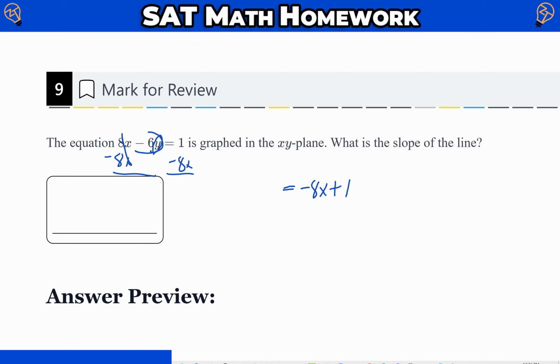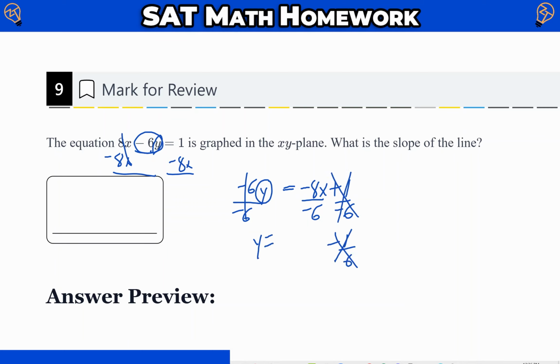And then I still have on the left side this negative 6y. Really important that you keep that negative in front. And then to get y by itself, we're going to divide everything by negative 6. I like to show it for all three parts here. However, all that really matters is the slope, so it doesn't even matter that this is negative 1/6. What really matters is the fact that two negatives make a positive, you get 8/6.